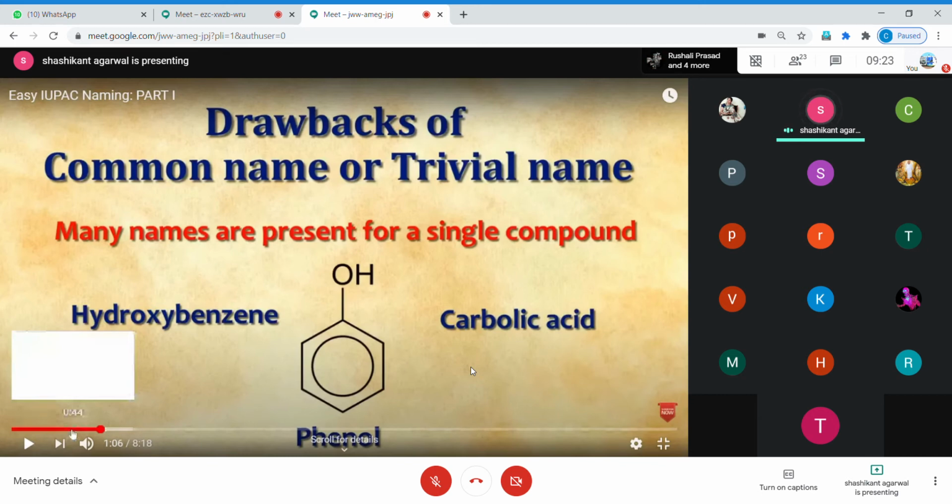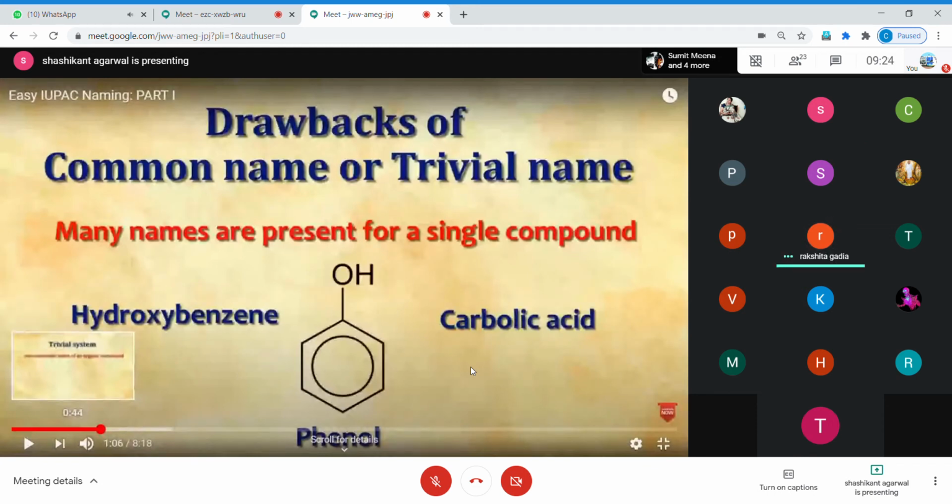Can anybody among the listeners tell me what is the full form of IUPAC? Yes, sir, it's International Union of Pure and Applied Chemistry. Exactly, very well told.